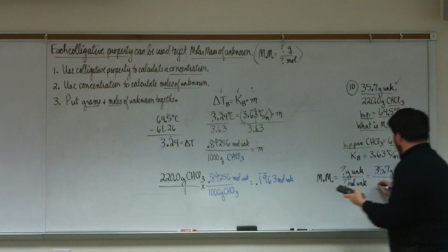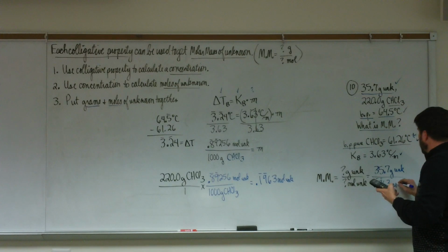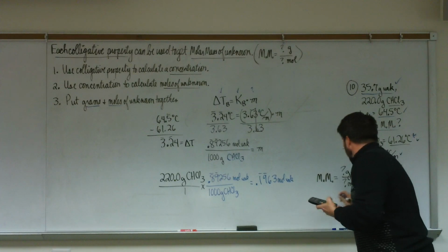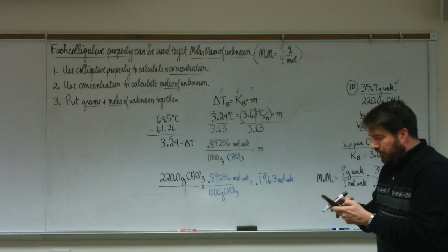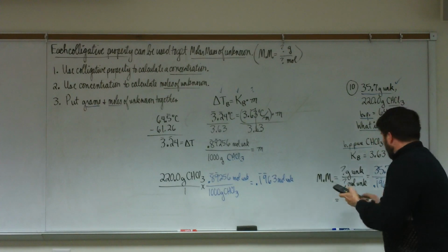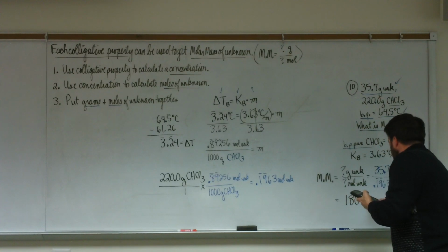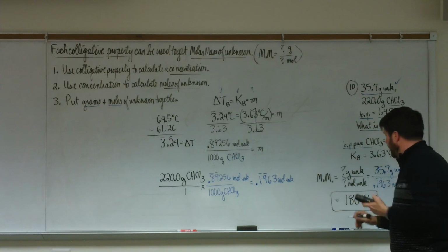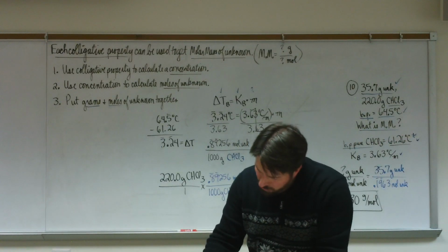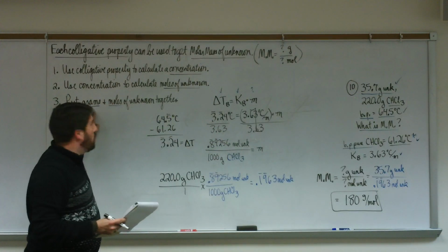But I can move that over here because it's the only thing I'm missing to solve the problem. If I do this division and round to two significant figures, I will have the answer, which is 180 grams per mole. You should be able to prove that that is in fact what we have. So colligative properties are powerful. Make sure that you can do this type of work, that you see how this strategy works.